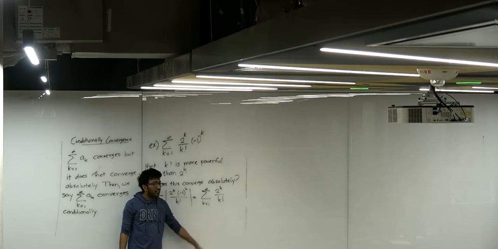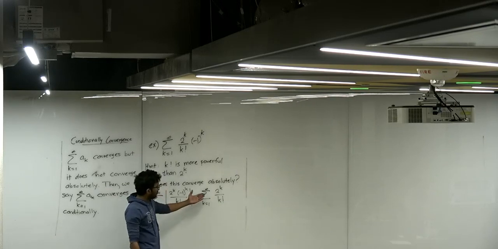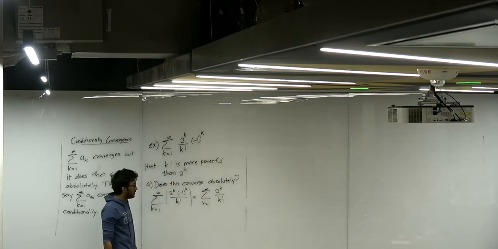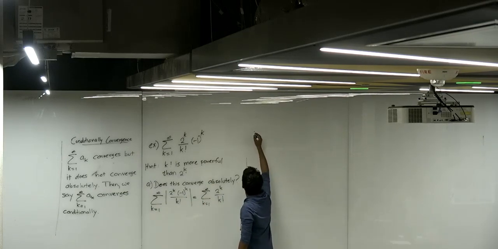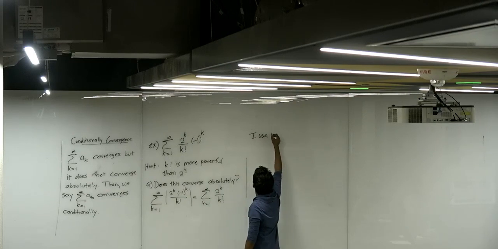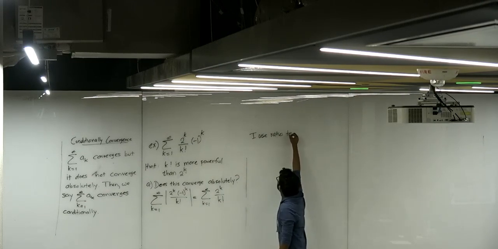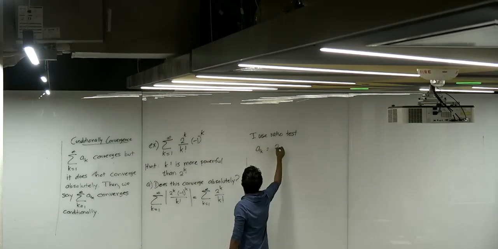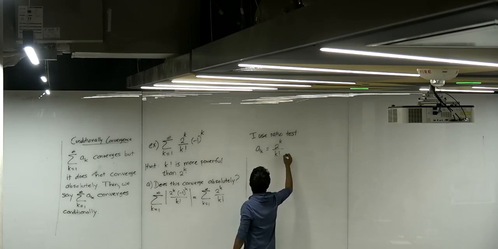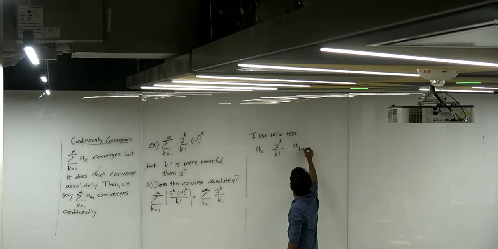When you see factorial k, what can you use? Ratio test, right? If you see factorial k or some powers like this, use ratio test. That is going to work. Now this is the series, and I use the ratio test. So what is a_k? a_k is equal to 2 to the power k divided by factorial k, and a_k plus 1 is equal to 2 to the power k plus 1 divided by factorial k plus 1.